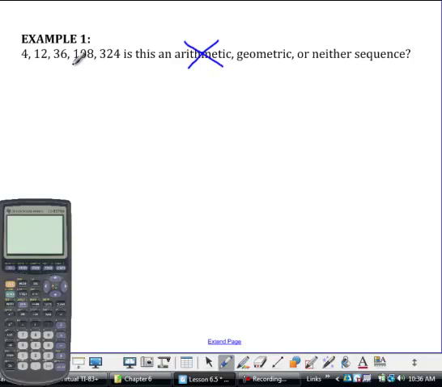Let's try geometric. What did I do to 4 to get to 12? I multiplied by 3. Does that work for everybody? 12 times 3 is indeed 36. 36 times 3 is indeed 108. And 108 times 3 is indeed 324. There's my answer. This was geometric. And if they happen to ask you, the common ratio is 3. That's what I multiplied everybody by to get their next term.